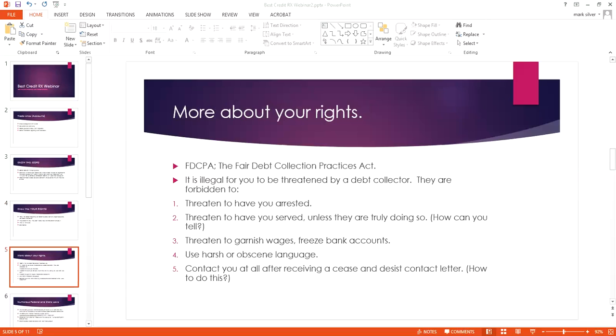More about your rights. The Fair Debt Collections Practices Act. This is another important one.